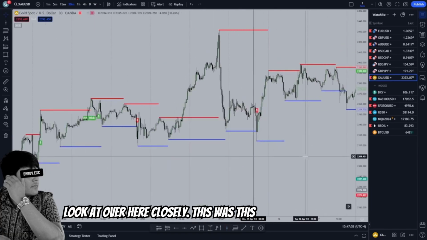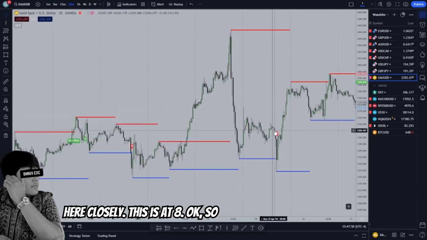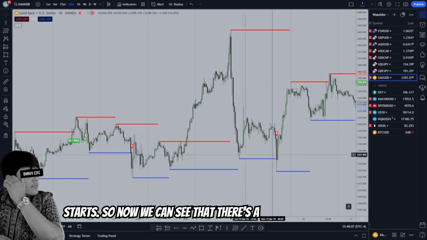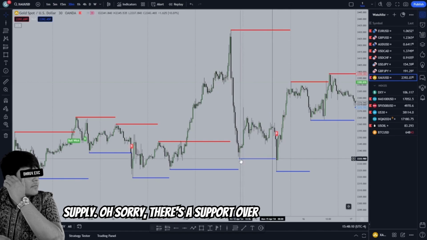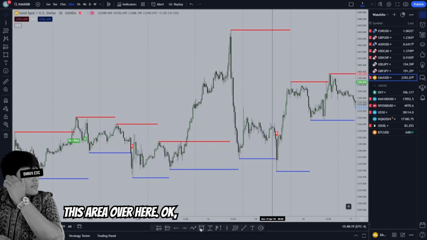Now look over here closely. This was this week's trade on Monday. This is at 8 o'clock New York time, when the New York session starts. Now we can see that there's a support over here, and there's another support over here. There are two supports over here, so there will be lots of stop losses in this area.